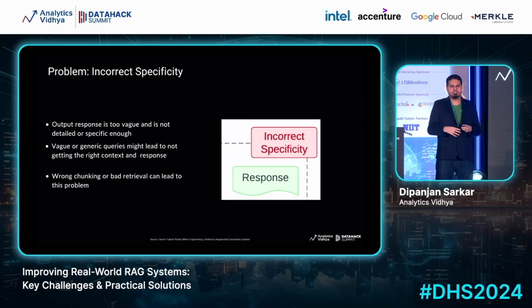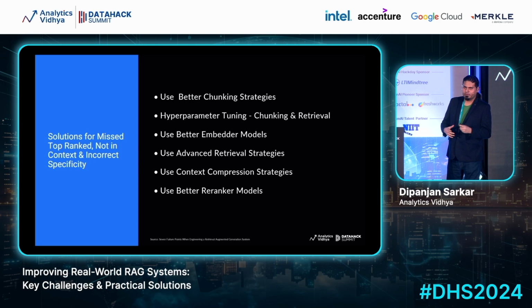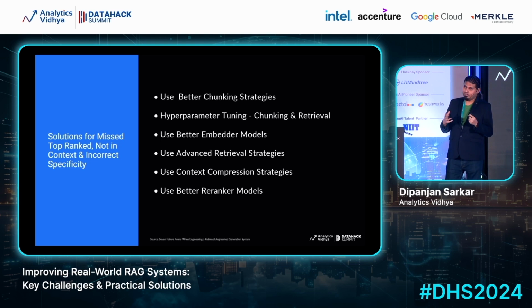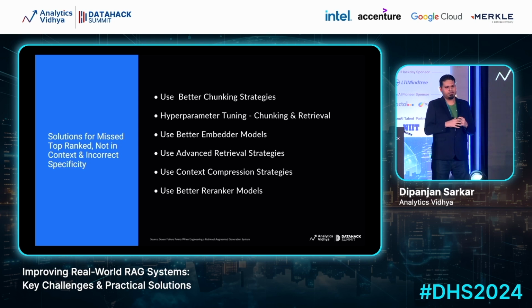So how do we tackle these challenges? These are some of the major ways in which we can tackle these problems. One is use better chunking strategies. You can do hyperparameter tuning. This is something a lot of folks actually don't do, but it can be quite effective. You can play around with the chunk size, retrieval strategy.